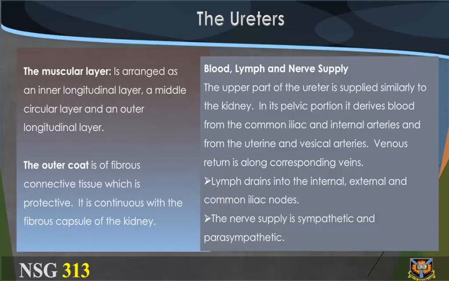Blood, lymph, and nerve supply. The upper part of the ureter is supplied similarly to the kidney. In its pelvic portion, it derives blood from the common iliac and internal iliac arteries and from the uterine and vesical arteries. Venous return is along corresponding veins. Lymph drains into the internal, external, and common iliac nodes. The nerve supply is sympathetic and parasympathetic.